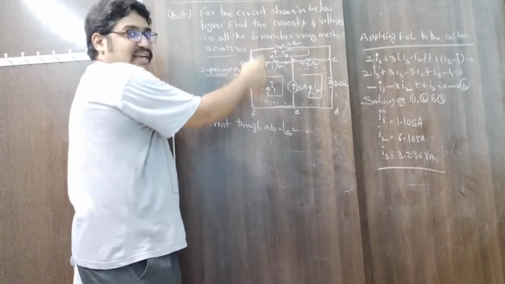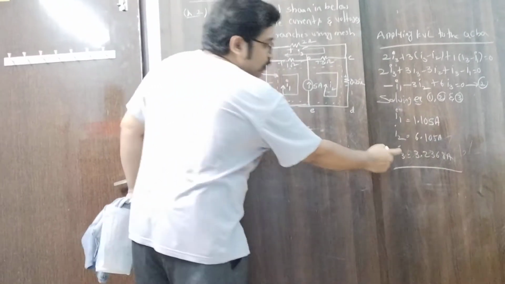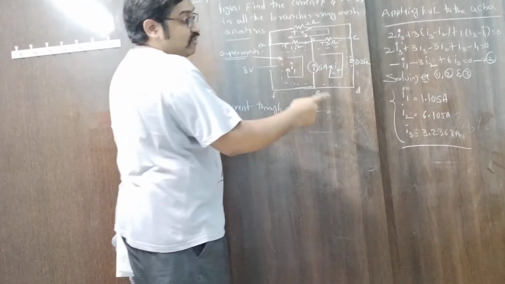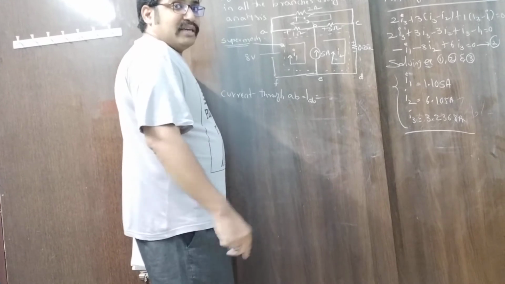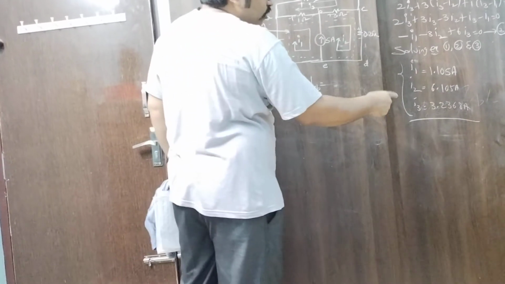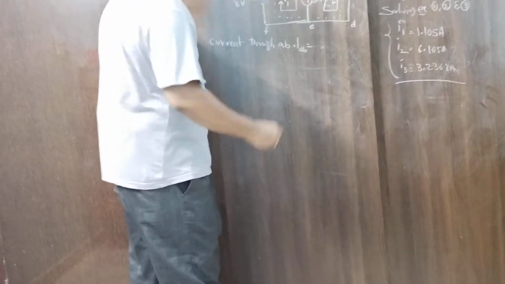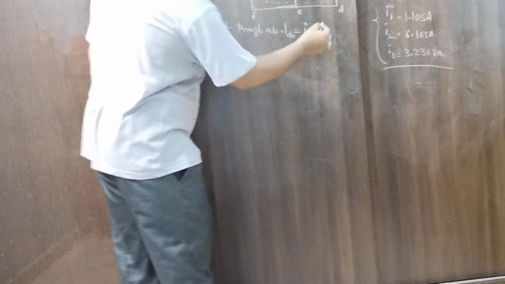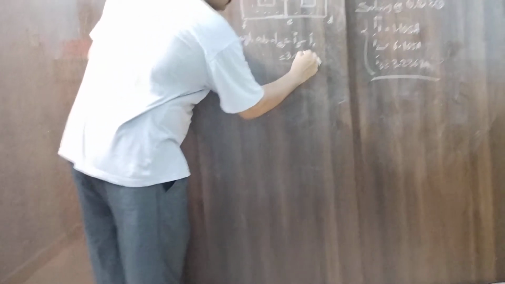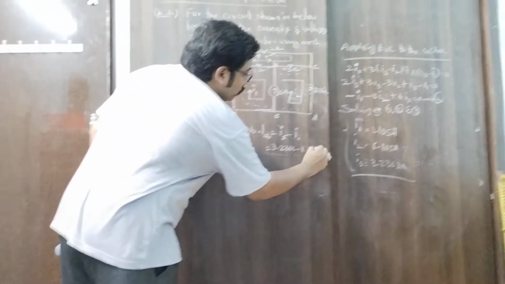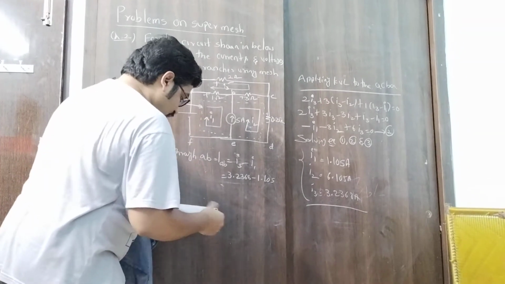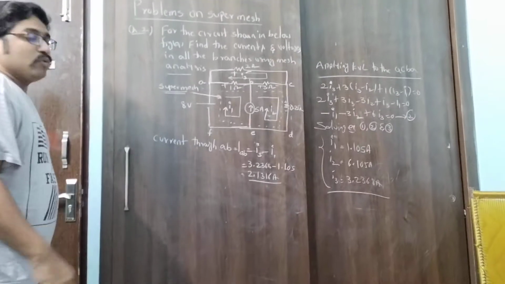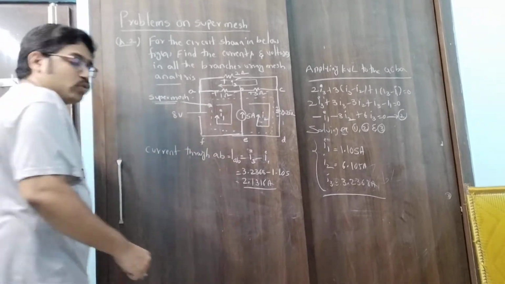Whatever the values you have got, just kindly observe that one. Whichever is larger, you need to take that value. Here, between I1 and I3, I3 is larger than I1. So you need to write it as I3 minus I1. So I3 minus I1 means 3.2368 minus 1.105. If you solve this, you are going to get the value 2.1316 amperes.